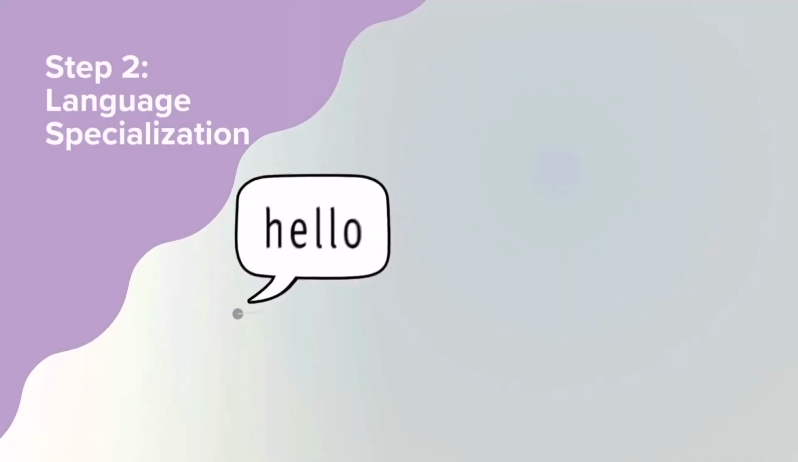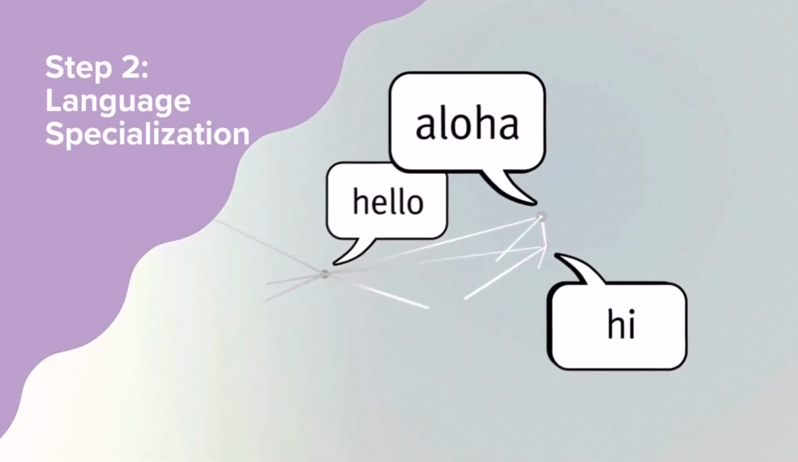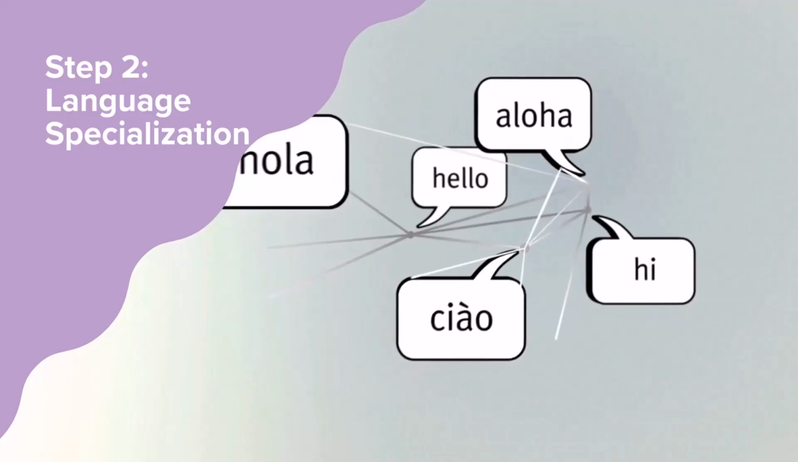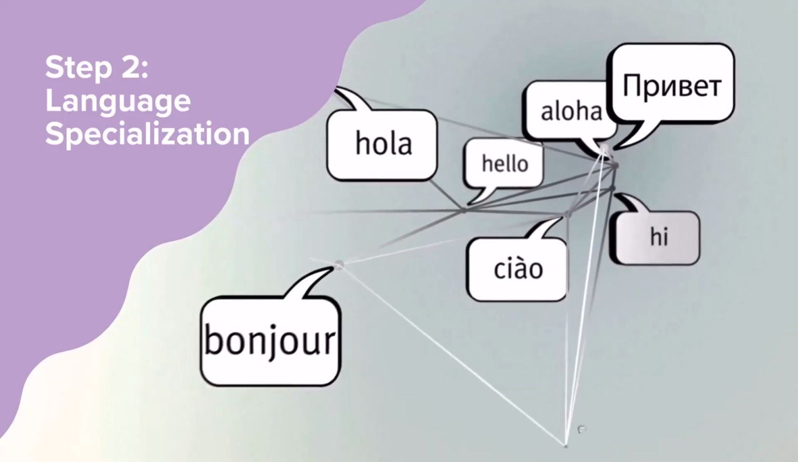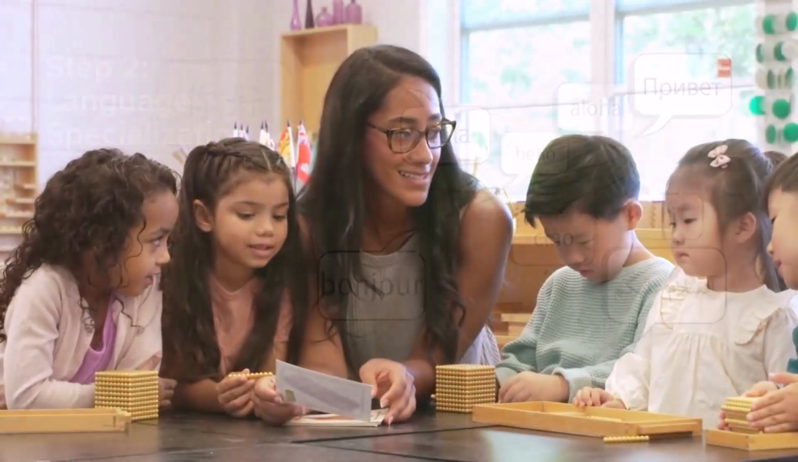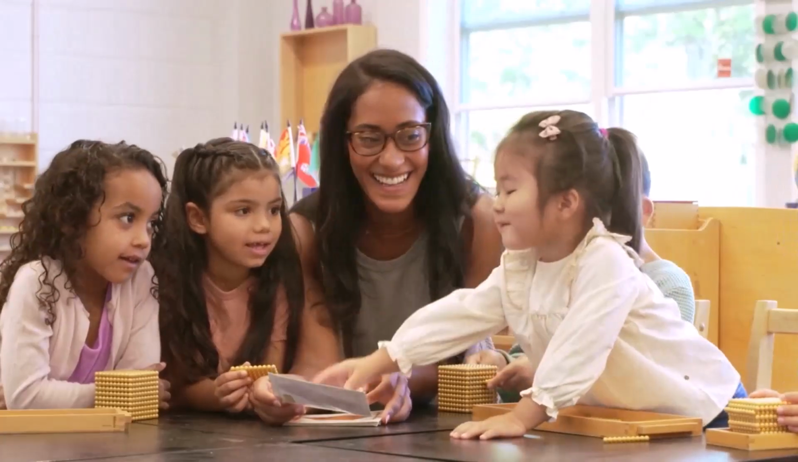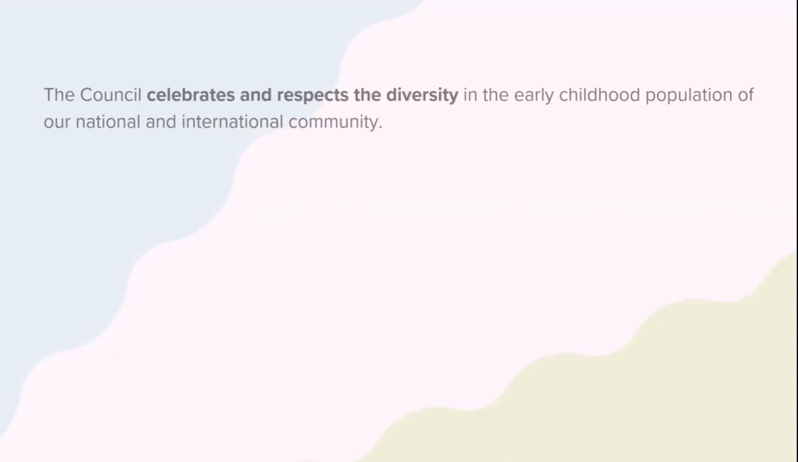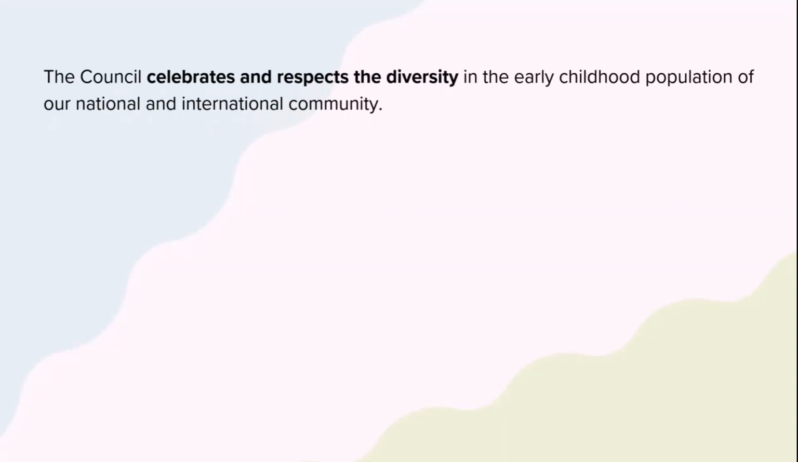The second step is to choose your language specialization. Identify the language you consistently use with the children and families at your work site, and which you are able to speak, read, and write well enough to effectively communicate. The Council celebrates and respects the diversity in the early childhood population of our national and international community.